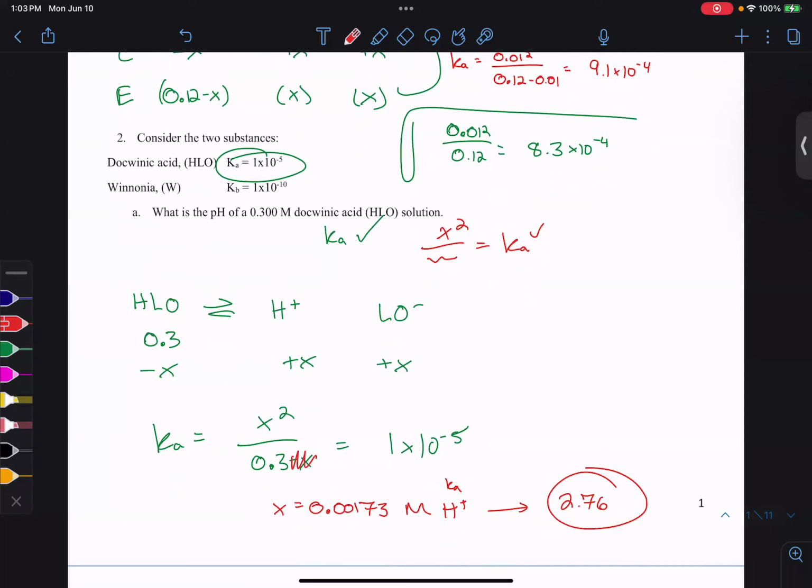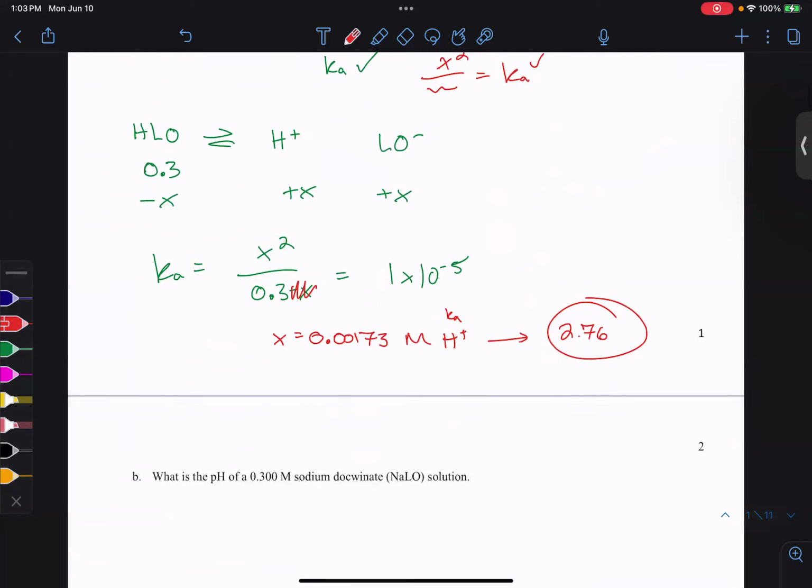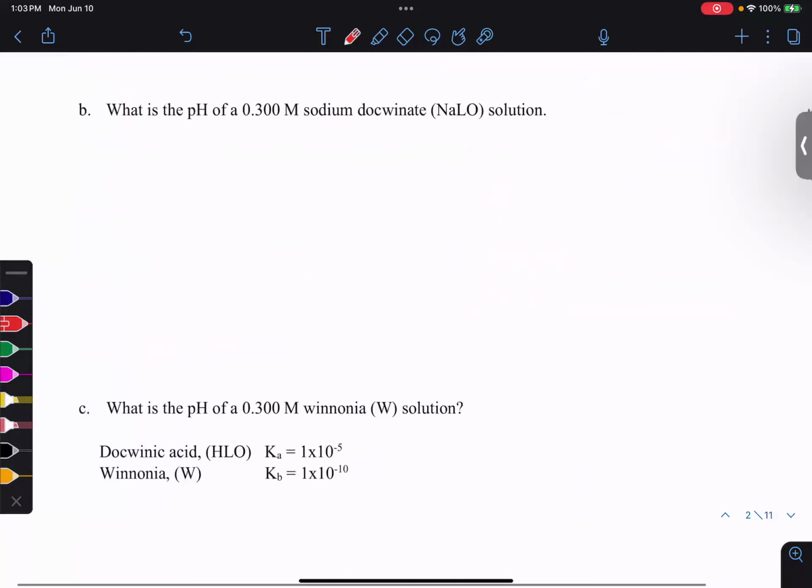Perfect. Okay, so next one. I gave you HA's Ka, you put HA in solution. Here, what is the pH of a 0.3 sodium docwinate solution?